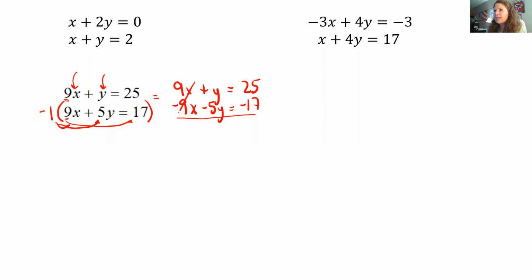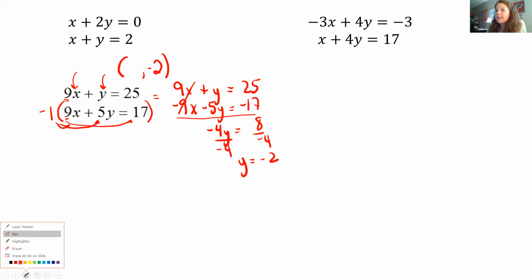So my x's are gone. I have 1y minus 5y is -4y. 25 combined with -17 is 18. No, it isn't. It's 8. 8, silly. And then I'm going to divide by -4. So y is equal to -2. Y is -2, so I'll write that right here. Y is -2. Now what is x?